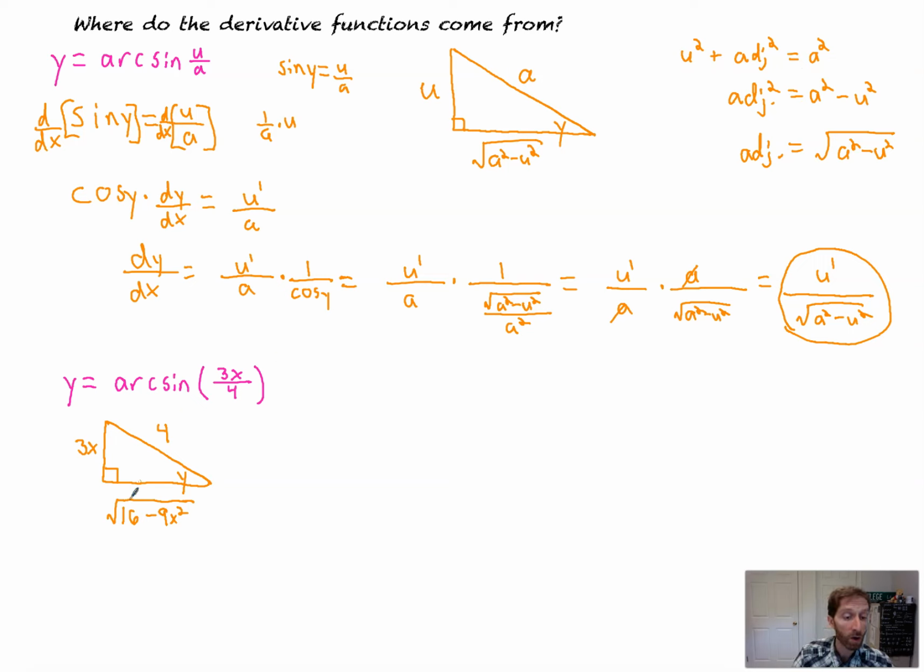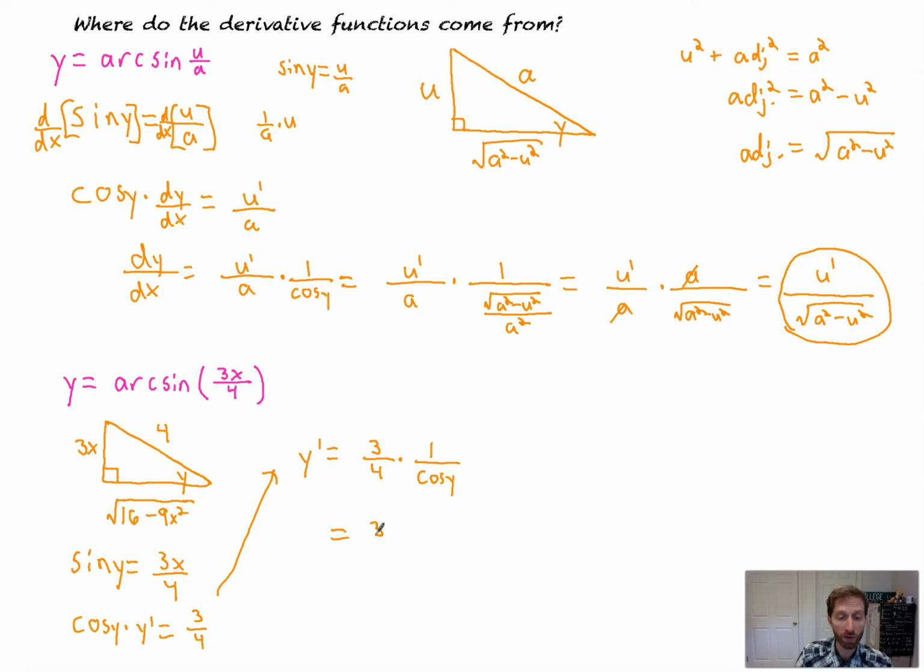Now, from here, we can say the sine of y is therefore equal to 3x over 4. And just take the derivative of both sides if you don't want to memorize that. So the derivative of the left side is cosine of y times, we'll call it y prime. The right side is 3/4. That's the derivative. And then we solve for y prime. So y prime is equal to 3/4 times 1 over cosine y.